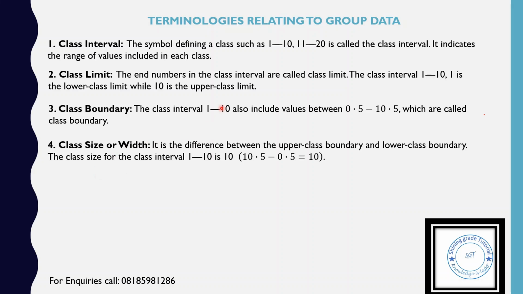So the class size here in our class interval of 1 to 10 will be 10.5 minus 0.5. If we were to find our class size here, it will be the difference between the upper class boundary and the lower class boundary. Our upper class boundary in this class is 20.5.